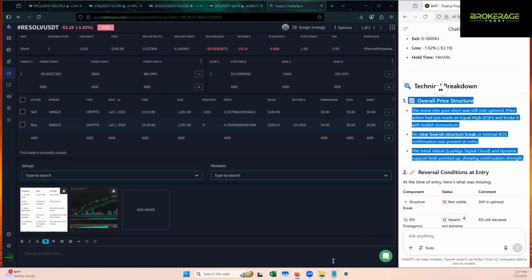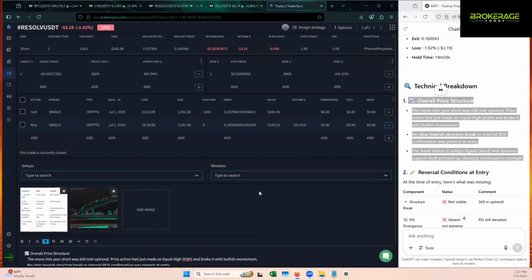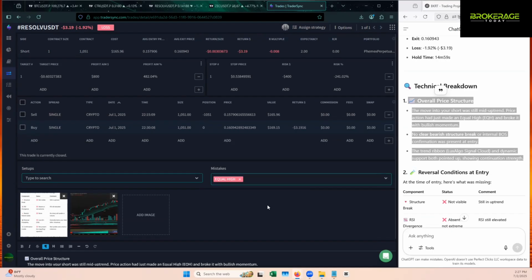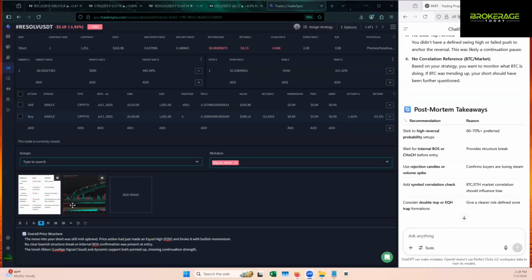But I think it's really interesting that you can analyze your trades at this level and even mark them, right? So you can add a mistake. Let's say, we're going to say equal high mistake. And so hopefully we don't make that mistake again. You want to look for that extension, be a little patient. Maybe sometimes you might miss a trade. Better to miss a trade than to take a bad one. All right. So we got everything added in here.